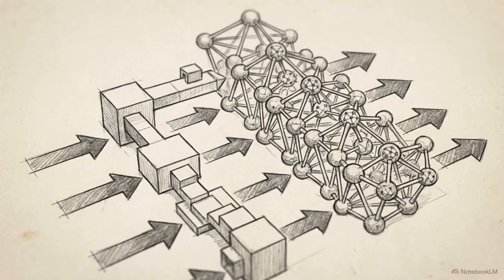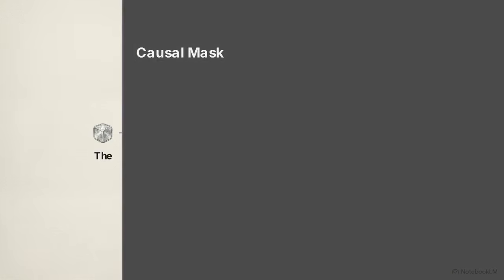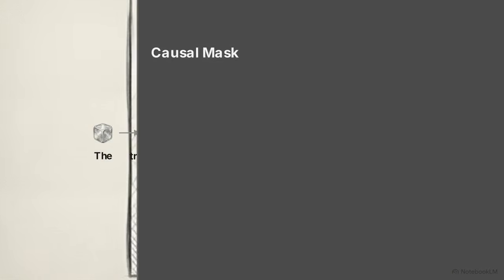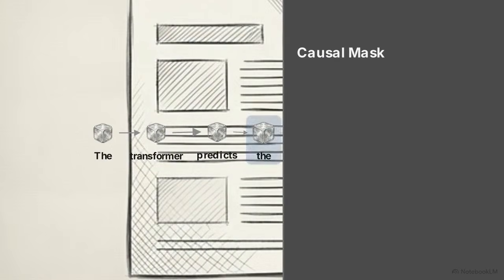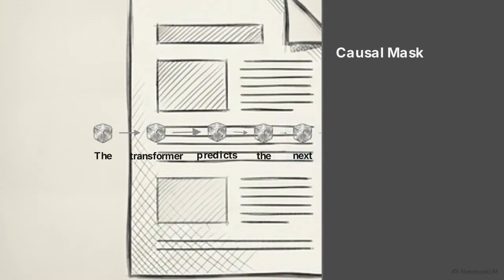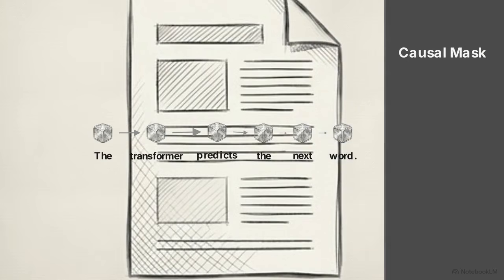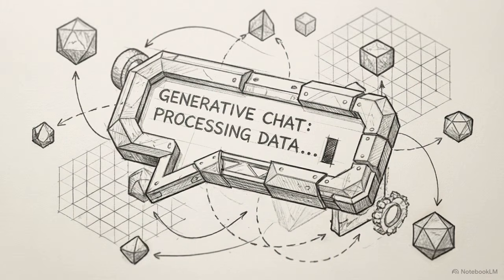The second path created decoder-only architectures like GPT and Llama. Decoders process data autoregressively, strictly left to right. They mask all future words, forcing the model to predict the next single token based only on the preceding context. This autoregressive design is why decoders excel at generative tasks and conversational AI.